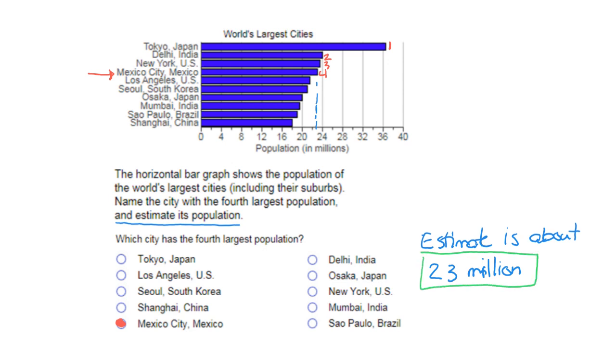Look at the edge of the bar. Go ahead and draw a line all the way down to the population axis. You know it's above the 22, so it must be about 23 million. Again, this is just an estimate.